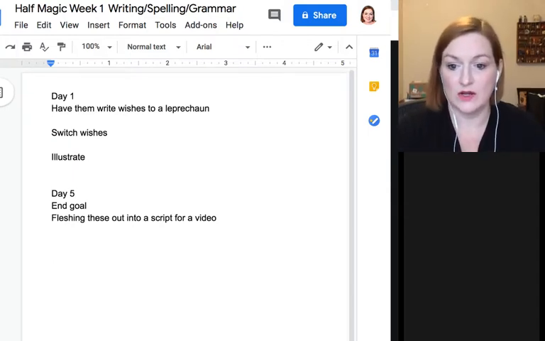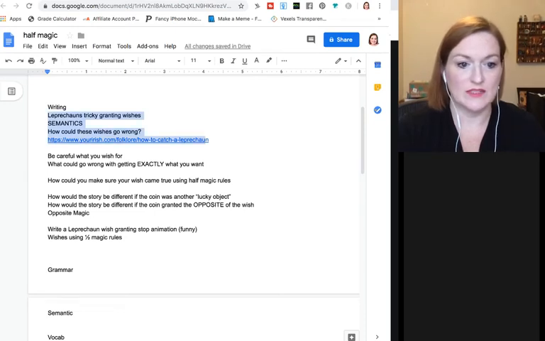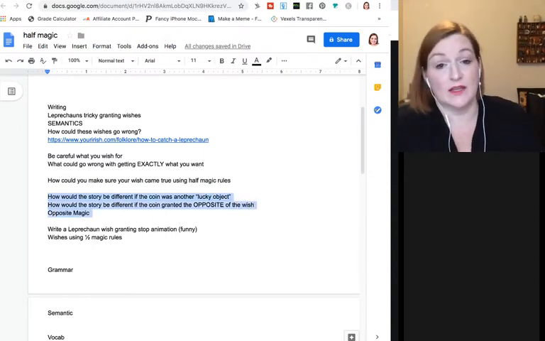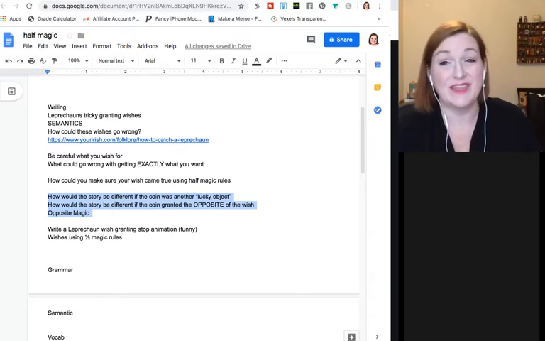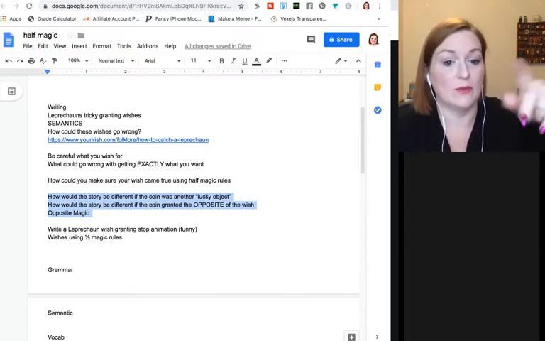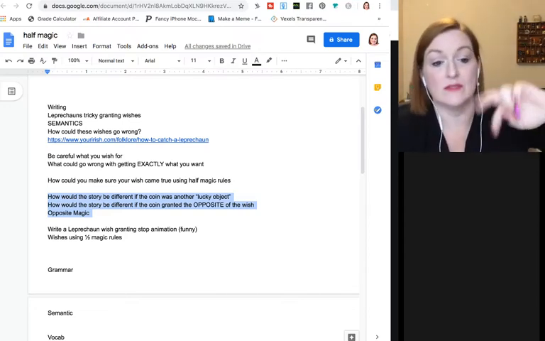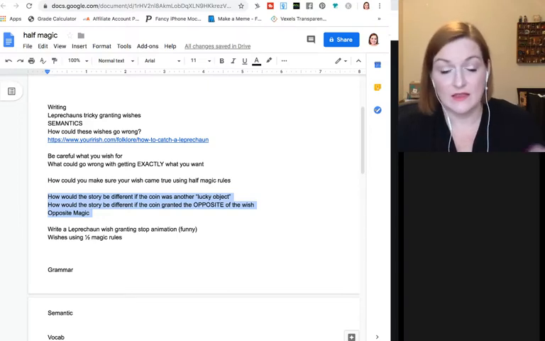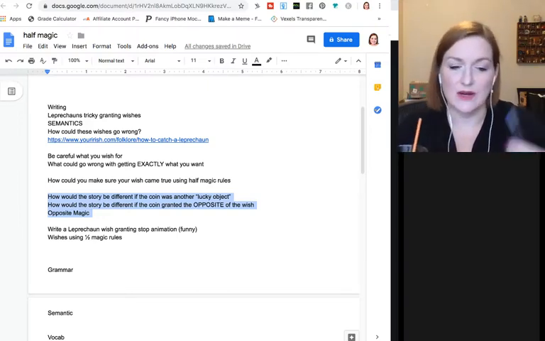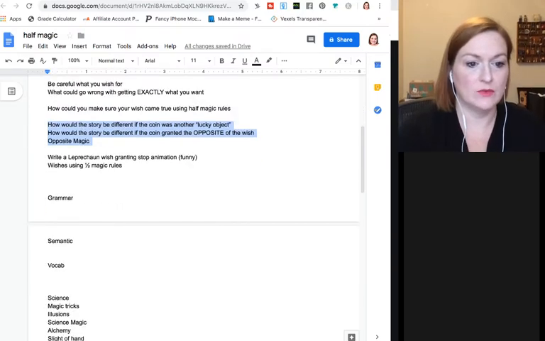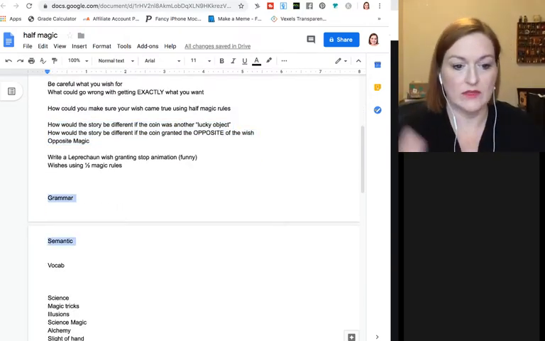Coming up for the next week is when I'll jump into some of these other things, like how would the story be different, because of course I haven't read this book yet, so I don't know how the story might be different if the lucky object was something else, like a lucky pen or a lucky shirt, how it would change the story. It might not. We'll find out. And then how would the story be different if it doubled your wish or if it was the opposite of what you wished? And so having them kind of take it in that direction as well. And they could write something like that. It could be something we just talk about. Well, this is writing, so they need to write. And then that will take us into the grammar, the spelling, and all of this type of stuff.